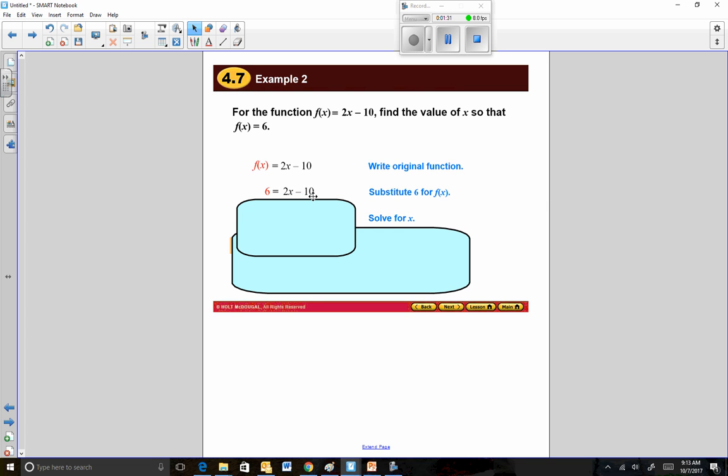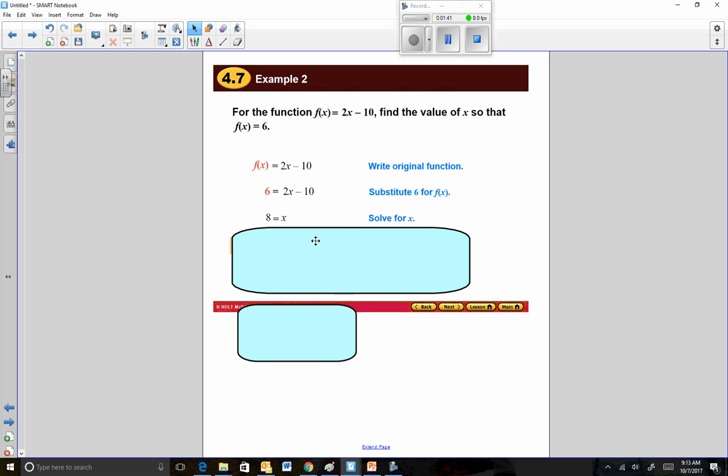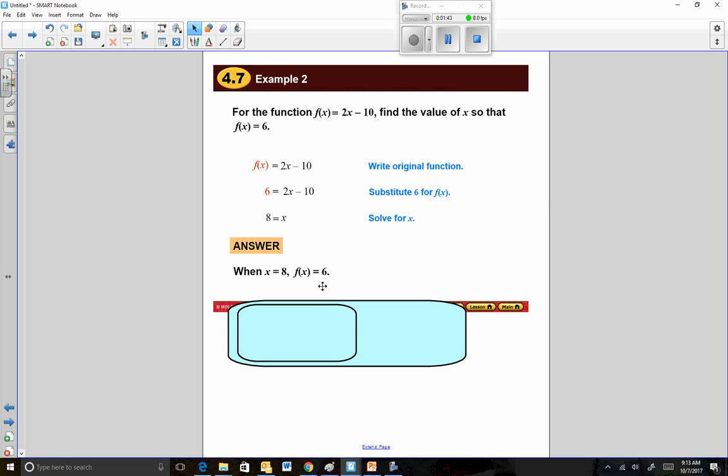Let's use our algebra skills, moving the 10 over by adding. So you add 10 to both sides, and then divide by 2, x equals 8. Now, if x equals 8, there's your solution. So x equals 8 when f of x is 6.